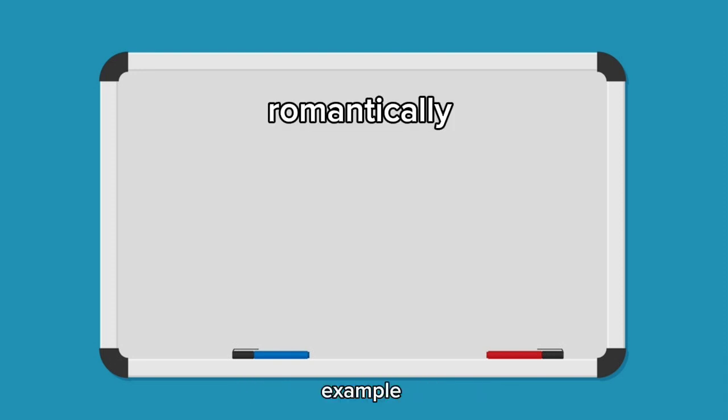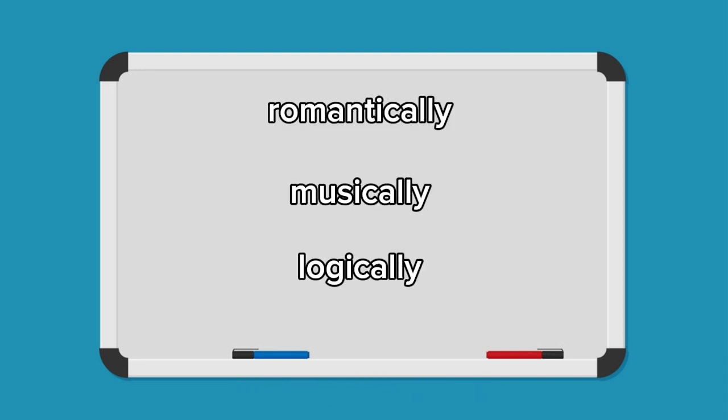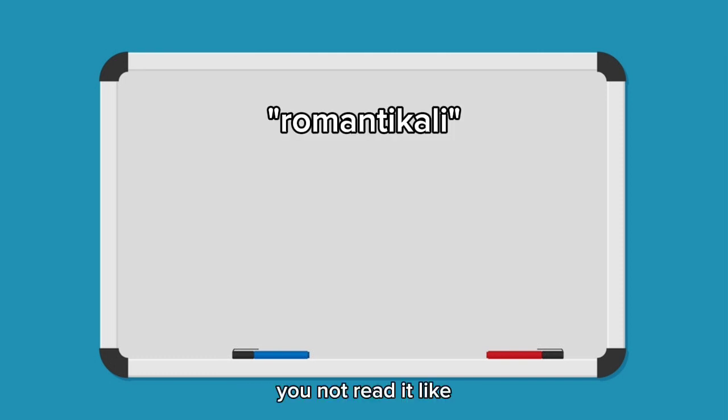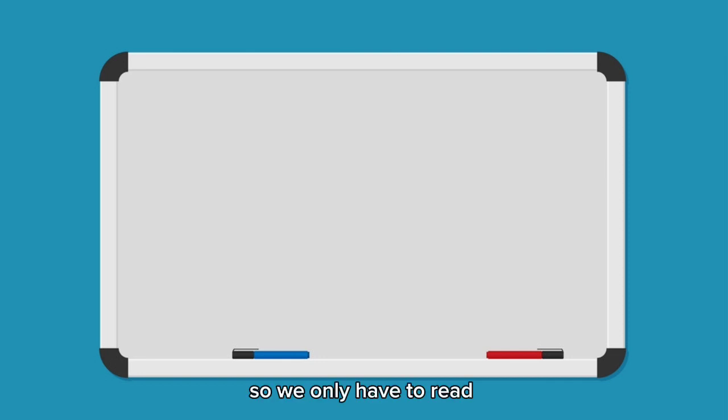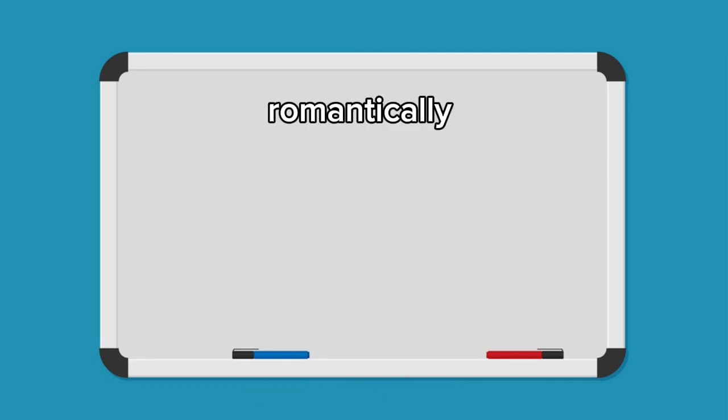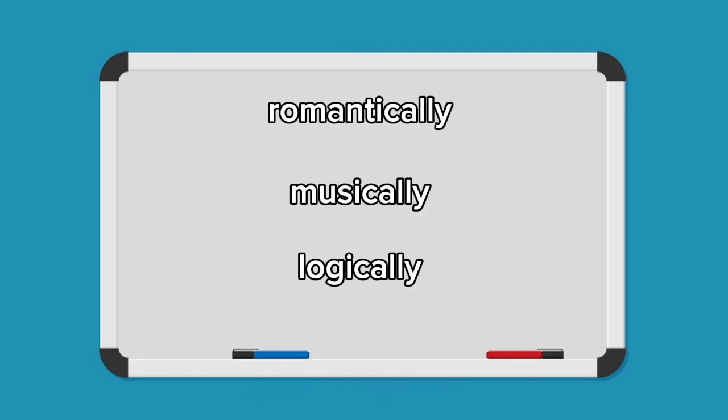Example: romantically, musically, logically. Can you hear it? Yes, the letter A is silent. You do not read it like romantically, musically, or logically. Again, the A is silent, so we only have to read romantically, musically, and logically.